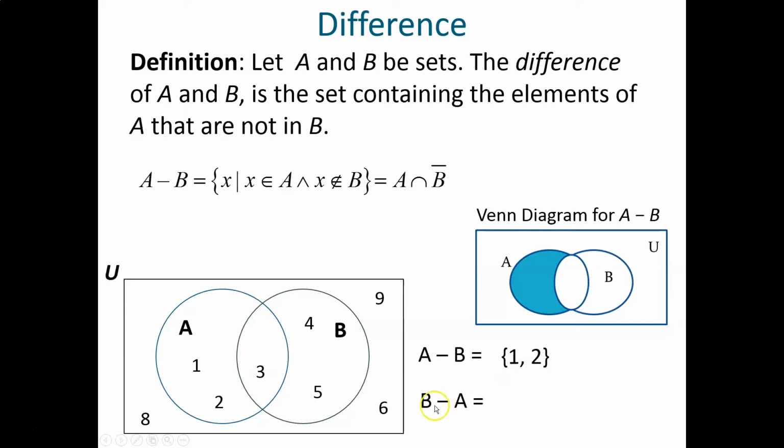So what about if you have B minus A? So B has the values 3, 4, 5, but 3 belongs to A. When you subtract A out of B, 3 has to be taken out too. So you end up with 4 and 5. I couldn't include numbers like 6, 8, 9 because those numbers were not included in set A or set B to begin with.